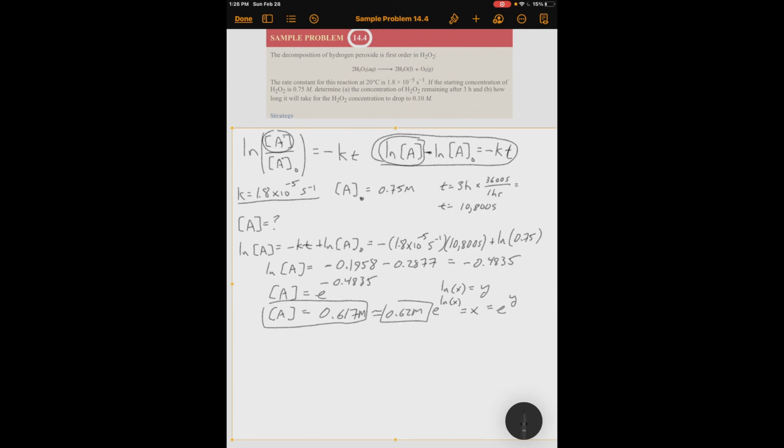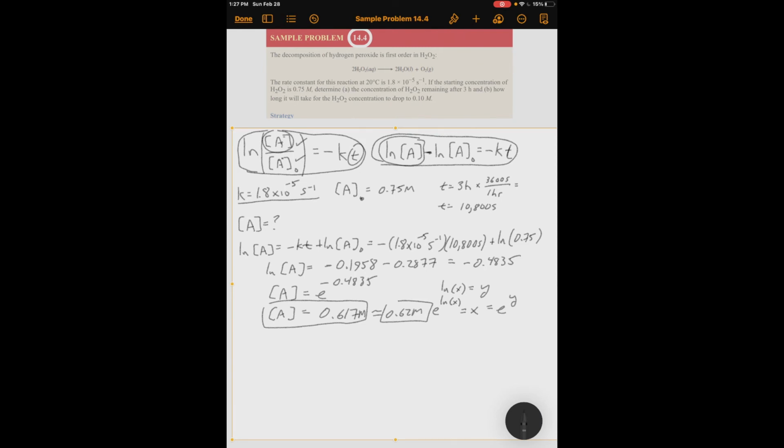Okay? First order. Now if it's second order or zero order, you have to use different formulas, different equations. But if it's first order, that's what we would use. Part B, how long is it going to take for the concentration to go down to 0.1 molar? In this case, this equation right here might work, because now we know both these numbers, 0.1 and 0.75, and we're just trying to find out what t is.